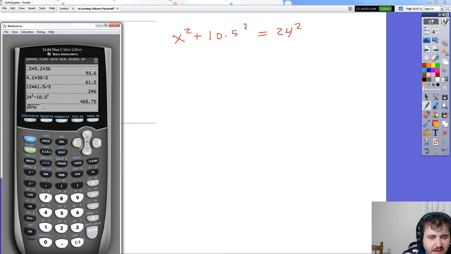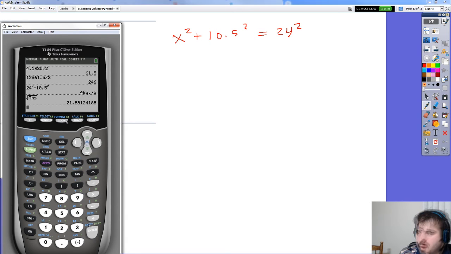Notice I'm just using the answer button. I could have just as easily typed in 465.75, but I didn't. Ooh, and that comes out ugly. So they're going to ask us to round to the nearest tenth in this problem because this is untenable, right? Since they're going to ask us to round to the nearest tenth, my recommendation to you is to keep this entire decimal somewhere.